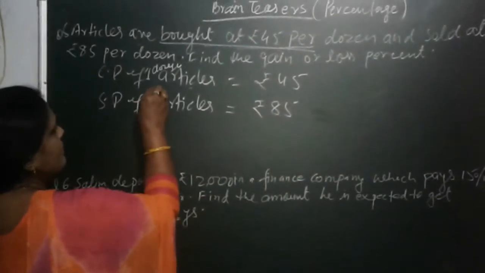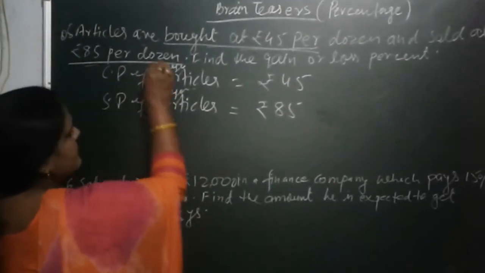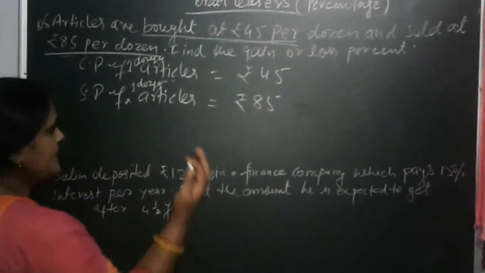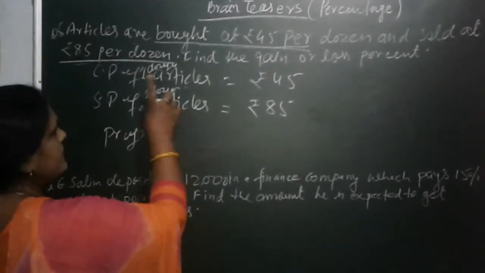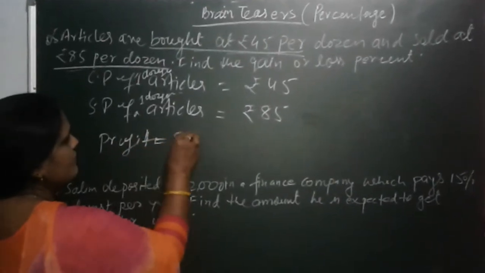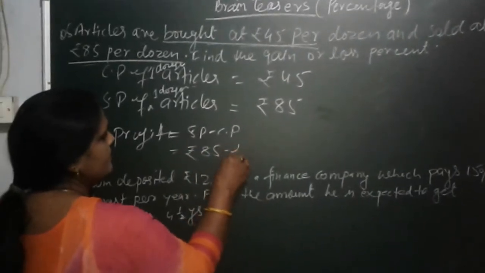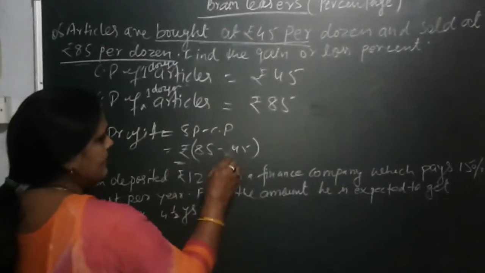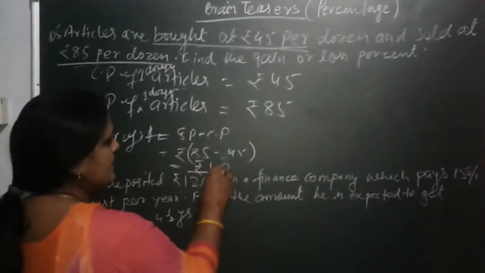Then the selling price of 1 dozen articles. See, this is the selling price and this is the cost price, 85. So children, when the SP is greater than the cost price, there is a profit. If the SP is greater than the CP, then there is a profit. So you have to write profit is equal to SP minus CP. Now rupees 85 minus rupees 45 is equal to 40. So rupees 40 is the profit.